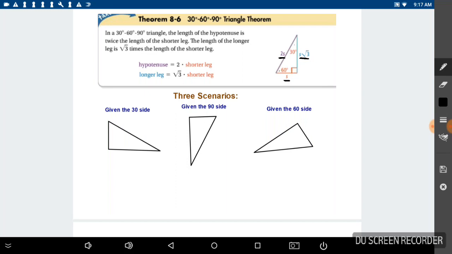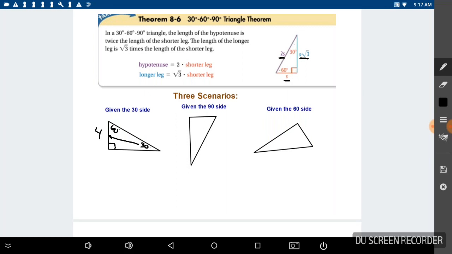3 different scenarios here. So let's label our right triangle. So I have my right angle, put my 30 here, which leaves my 60 there. All right, and let's give them the 30 side. So again, the 30 side is going to be the side that is opposite the 30-degree angle. So if we're given this, let's just say it's whatever, just making some things up here. So if it's a 4, watch how quick this is.